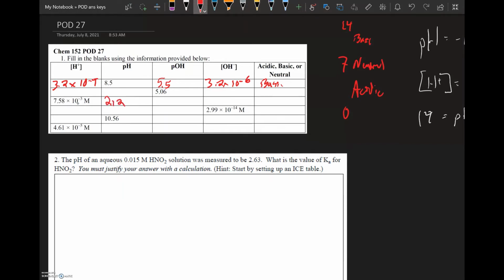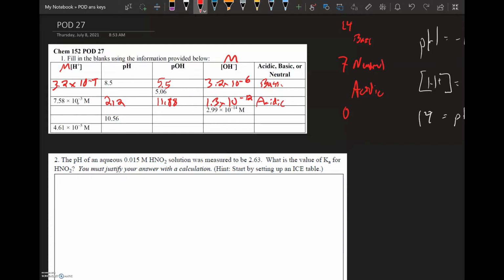Now, if you want the pOH, we subtract that from 14, and we have 11.88. To calculate the hydroxide, we do the anti-log of the pOH, so we do 10 to the negative 11.88. That gives me 1.3 times 10 to the negative 12. And this is molar, so concentration units are molar, just so you know. And the last column is acidic, basic, or neutral. It falls between 0 and 7, so that is considered to be an acidic solution.